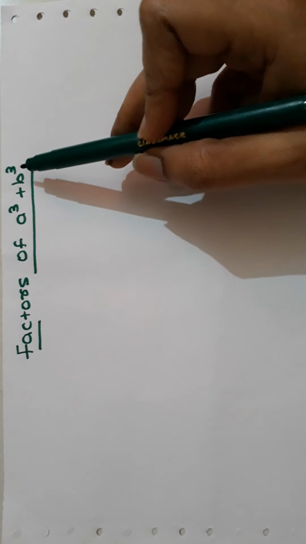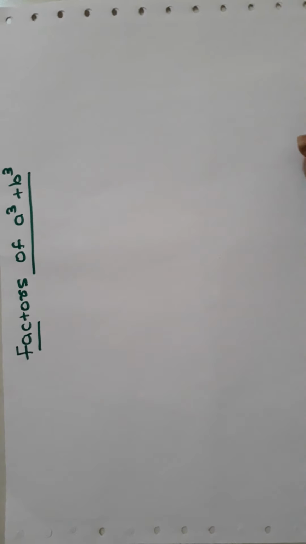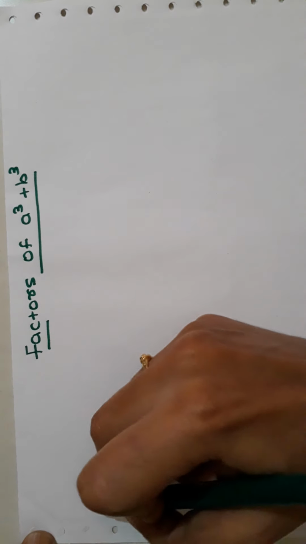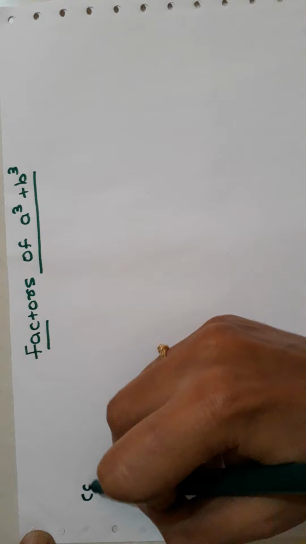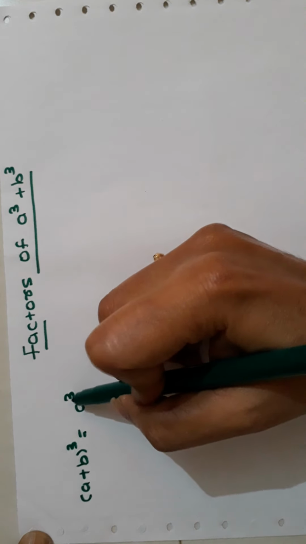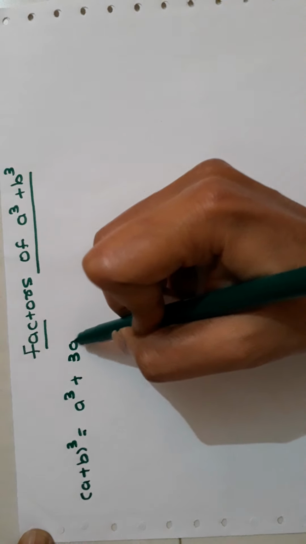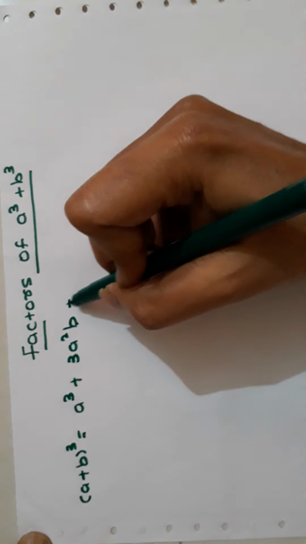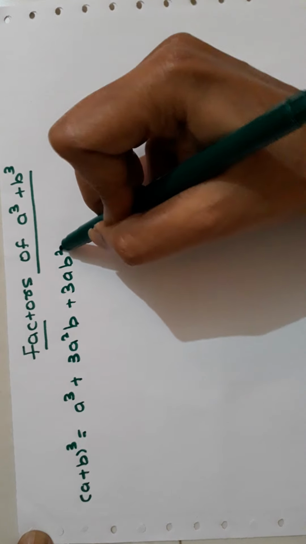In the previous lecture, we have seen how to find the factors of the quadratic trinomial ax square plus bx plus c. Today we are going to see how to find the factors of the algebraic expression of the form a cube plus b cube. Now we know that the expansion formula for (a plus b) the whole cube is a cube plus 3a square b plus 3ab square plus b cube.